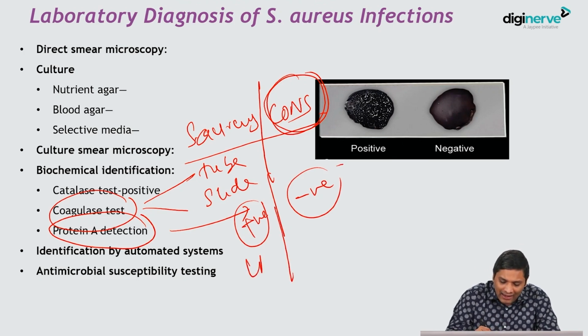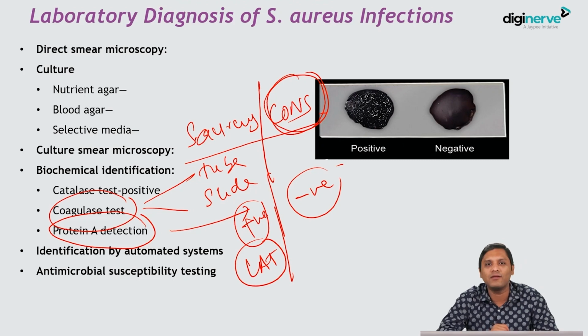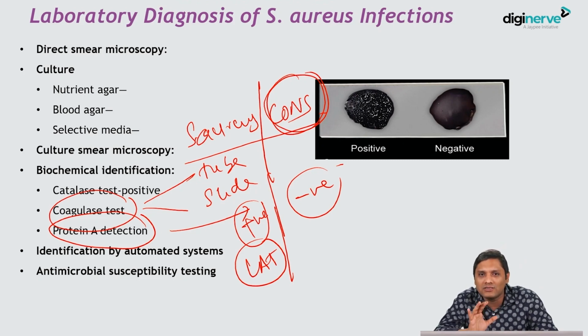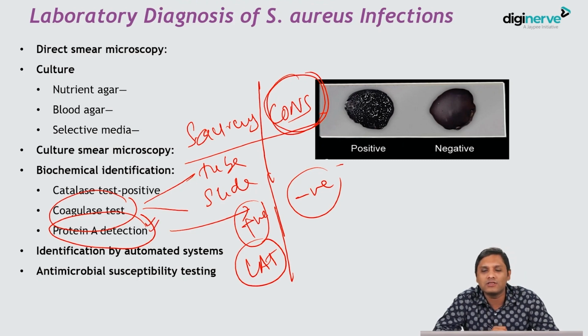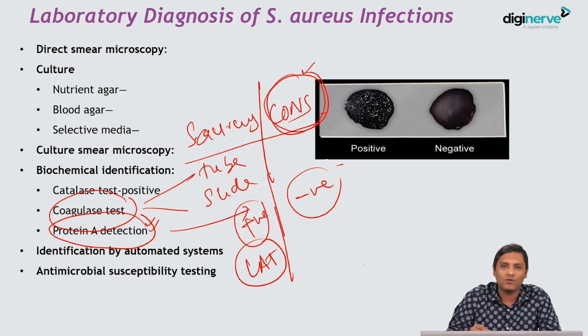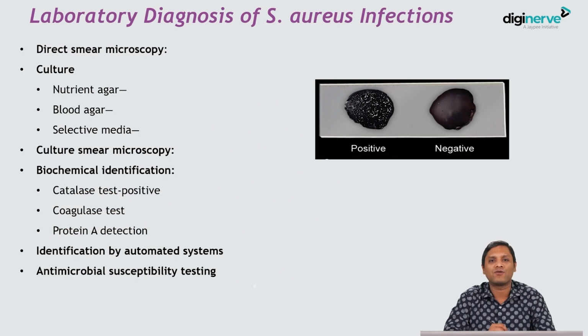So latex agglutination tests are available for detection of protein A of Staph aureus. This test is positive for aureus but will be negative for coagulase negative Staphylococci. Okay, so these are the points of difference.